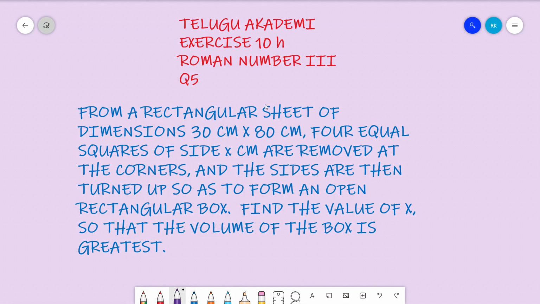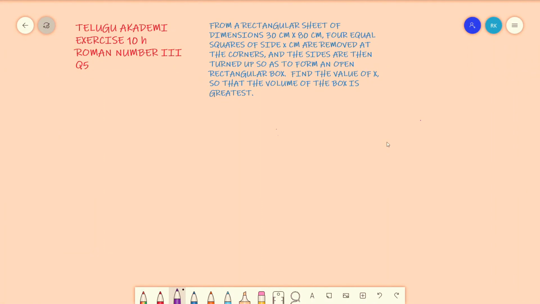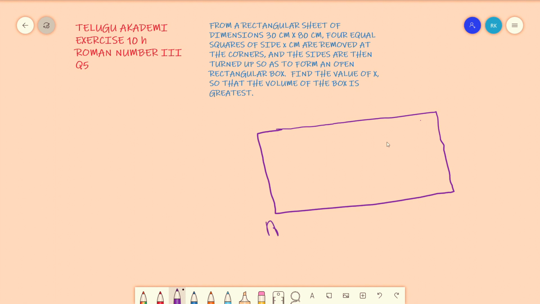We are going to learn how to solve this question. Please go through the question once. According to the question, there is a rectangular sheet. Let ABCD be the rectangular sheet. The dimensions of the rectangular sheet are 30 centimeter and 80 centimeter.